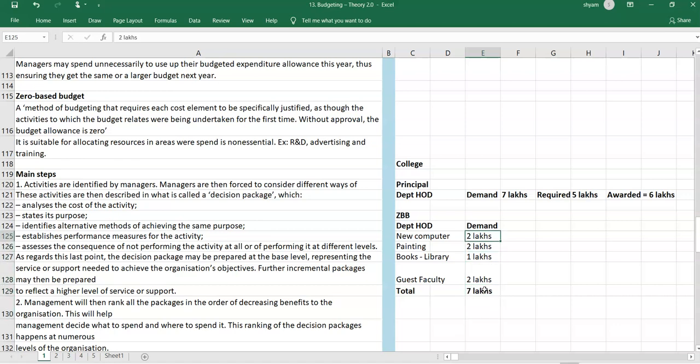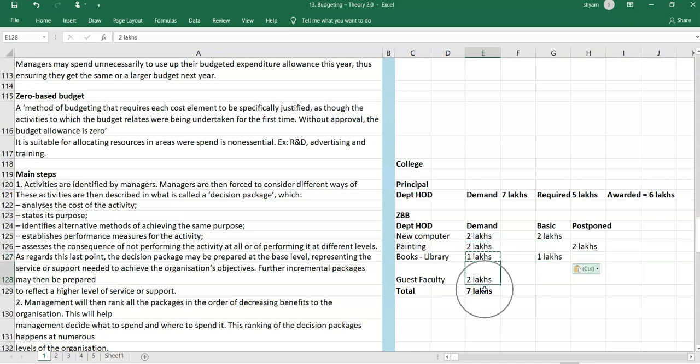But what happens is when this budget is submitted, the principal will ask which of these are the most basic, which have to be done this year itself. Okay, he will ask which are basic, and which can be postponed to the next year. So the new computers, already there are old computers, so new computers have to be bought. So this becomes basic. Painting would have been done last year, so this year we don't need to do it, so it is postponed to next year. Books are compulsory and they have to be bought.